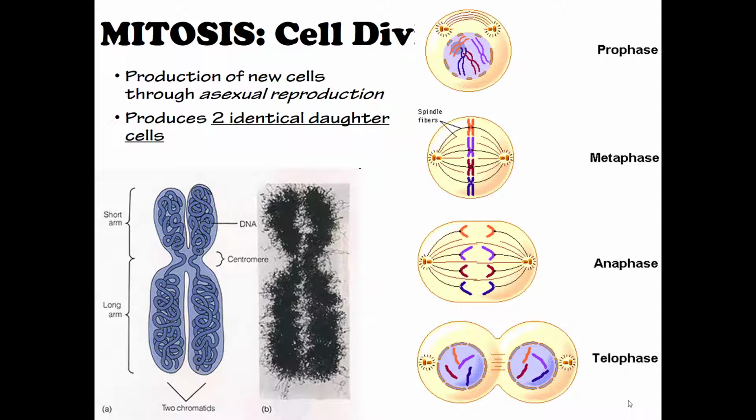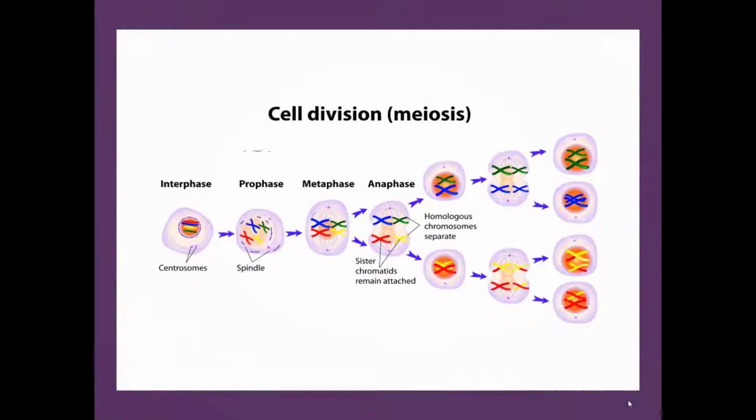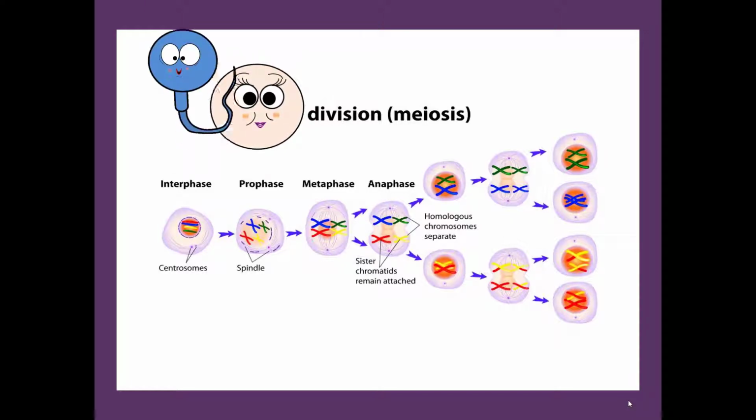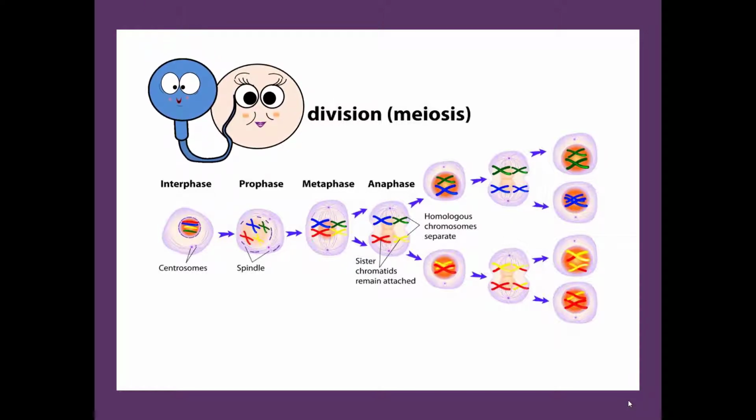All of the cells in our body besides the gametes reproduce using the process of mitosis. Mitosis is a form of cellular division. Mitosis is an asexual process of cellular division that produces two identical daughter cells. Our gametes, which are our eggs or sperm, will form using the process of meiosis.